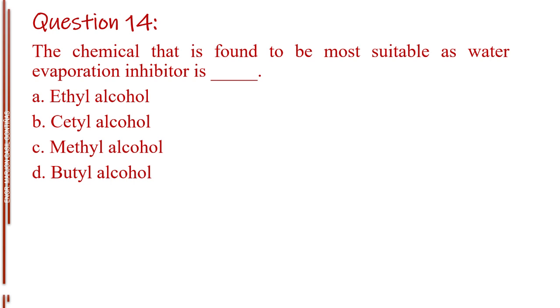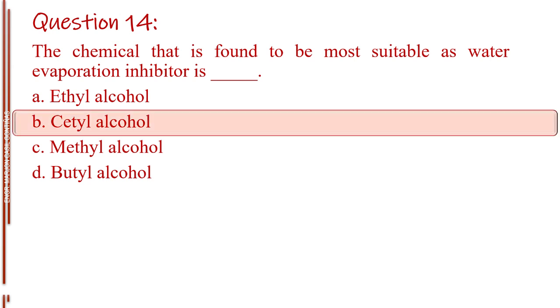Question number 14. The chemical that is found to be most suitable as water evaporation inhibitor is blank. Letter A, ethyl alcohol. Letter B, cetyl alcohol. Letter C, methyl alcohol. Letter D, butyl alcohol. The answer is letter B, cetyl alcohol.